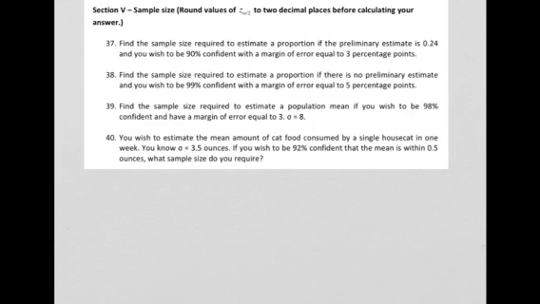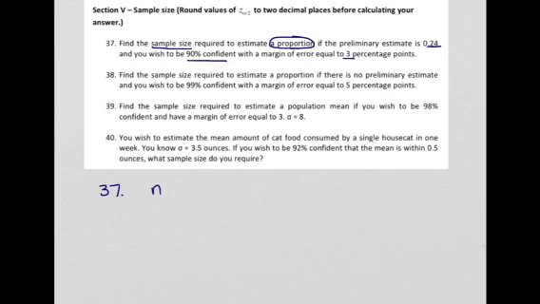In number 37, we want to find the sample size required to estimate a proportion. So we're going to use the formula for proportion. If the preliminary estimate is 0.24 and you wish to be 90% confident with a margin of error equal to 3 percentage points. So that's all the information we need.